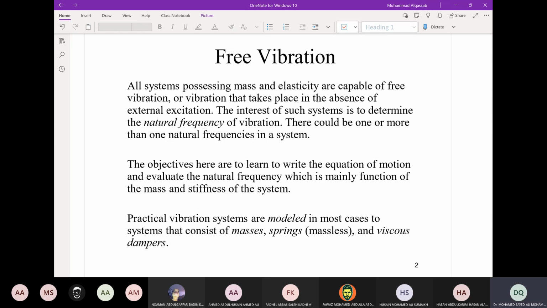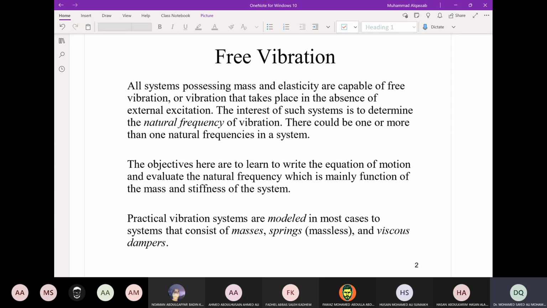Free vibration is a natural, physical phenomenon that occurs whenever the system is disturbed from equilibrium. So what we will do here is find the natural frequency. The purpose of free vibration is to find the natural frequency. We can do this mathematically, by deriving the equation of motion and then finding the natural frequency.